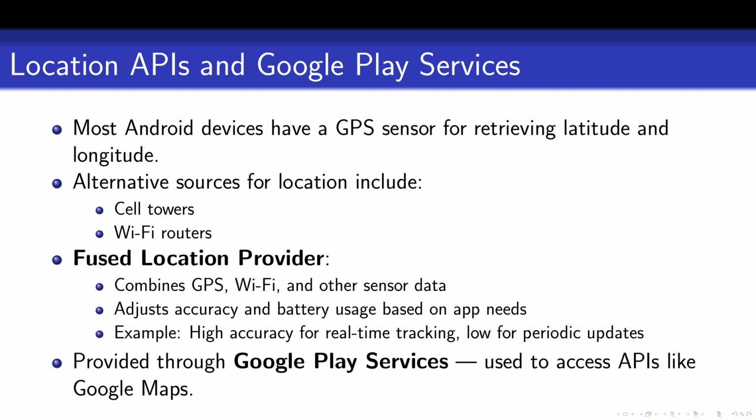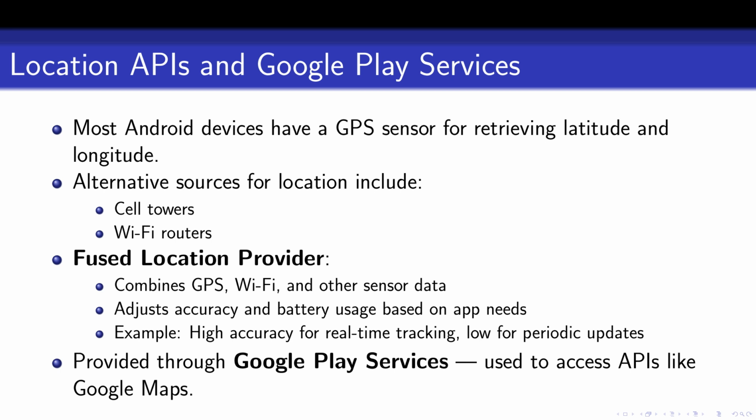Many modern Android apps rely on knowing where the user is. To accomplish this, Android provides access to a variety of sensors and data sources for location tracking. While most devices include a GPS sensor, they often use a combination of technologies to determine the device's position. For example, when GPS signals are weak, such as indoors, Android can fall back on Wi-Fi networks or nearby cell towers. This hybrid approach helps improve accuracy and power efficiency.